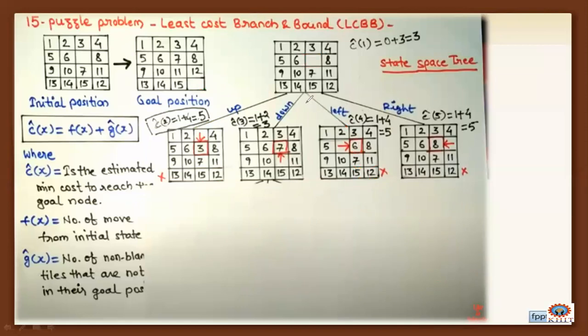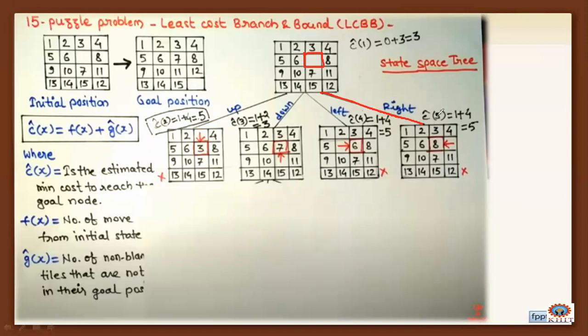Now in this way, you need to find the rightmost also. So when I apply the right move here, the empty tile moves to the right side, and 8 will be replaced with this one. And finally you need to find the C cap of 5 value. This is 1, this is 2, this is 3, this is 4, this is C cap of 5.